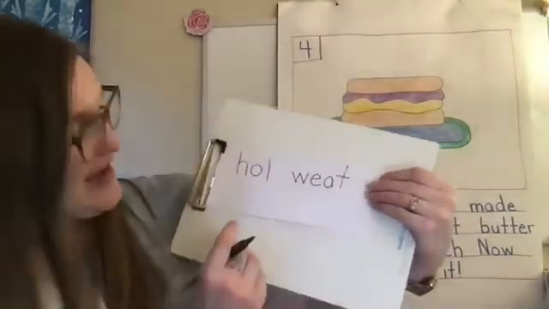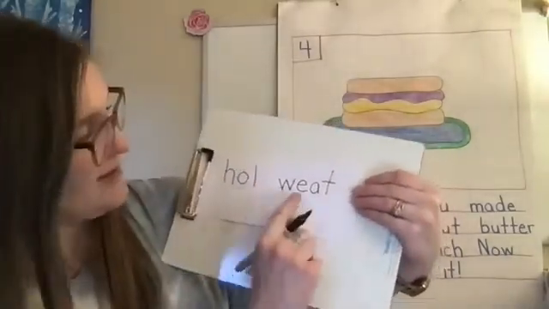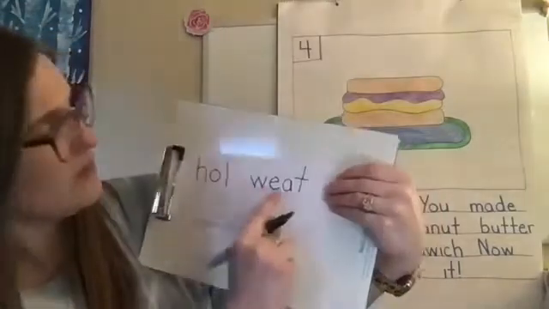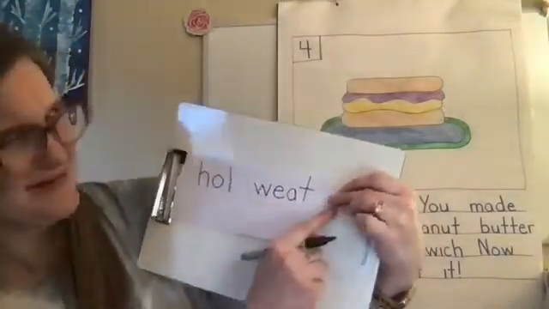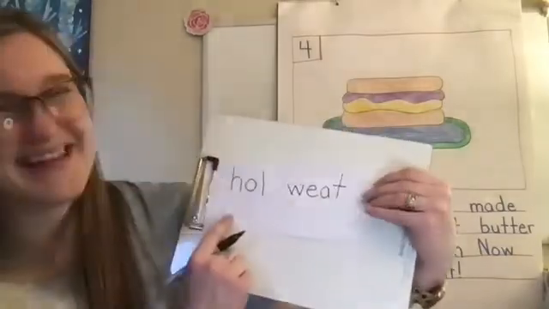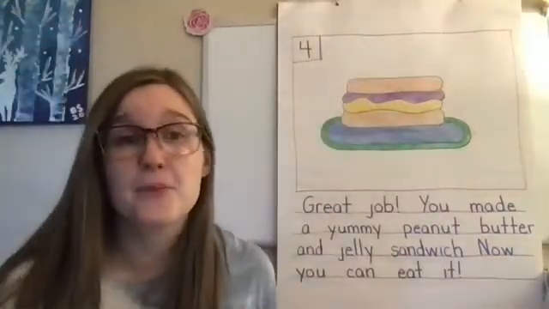Now we got to double check. We have all the parts. Eat whole wheat bread. Do I have room right here for bread? No, I got to move down here. And how many syllables in bread?